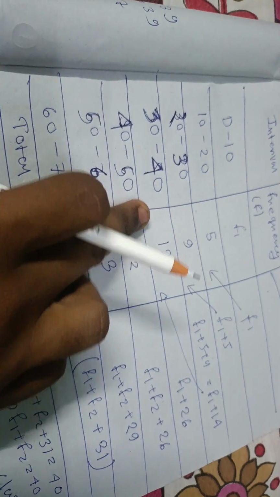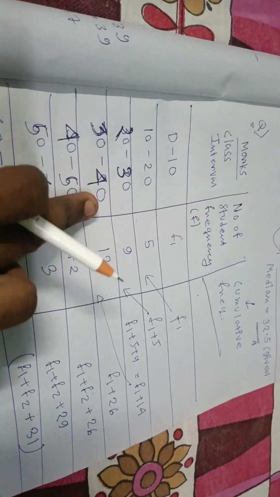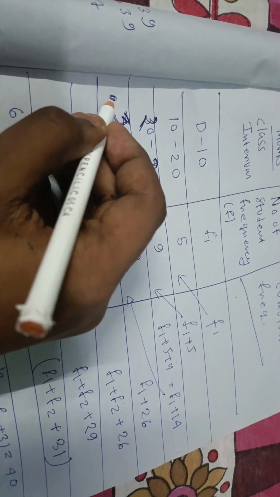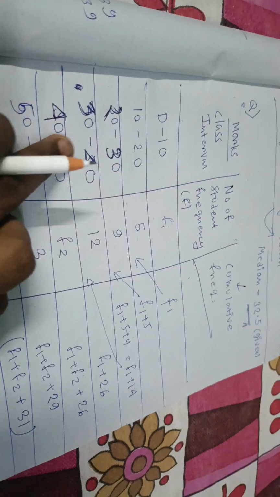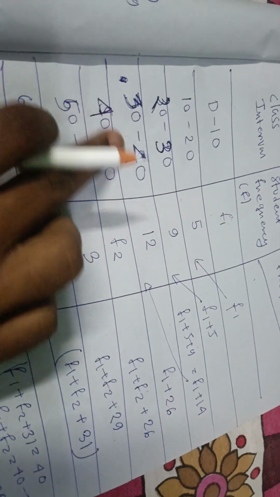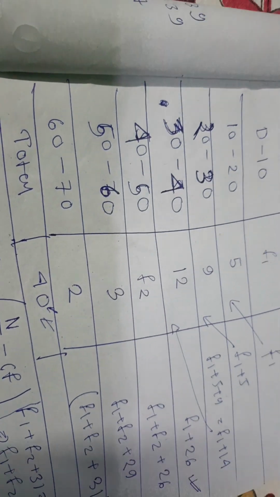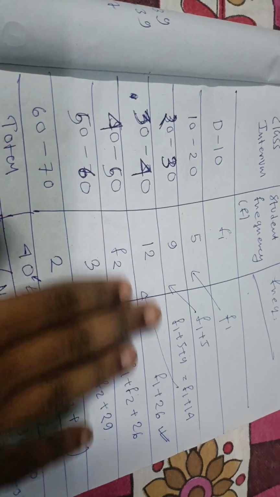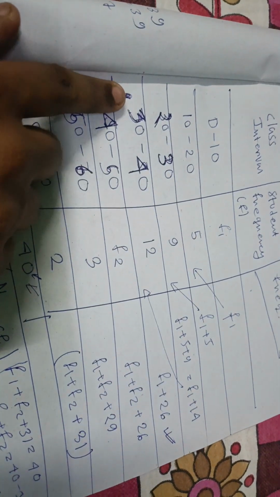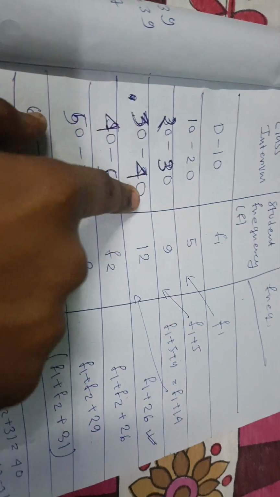In what class will it come? It will come in 30 to 40. So it is the class where 32.5 will be. So we can mark this class as the median class. This class is called the median class, because the median value is in this range.